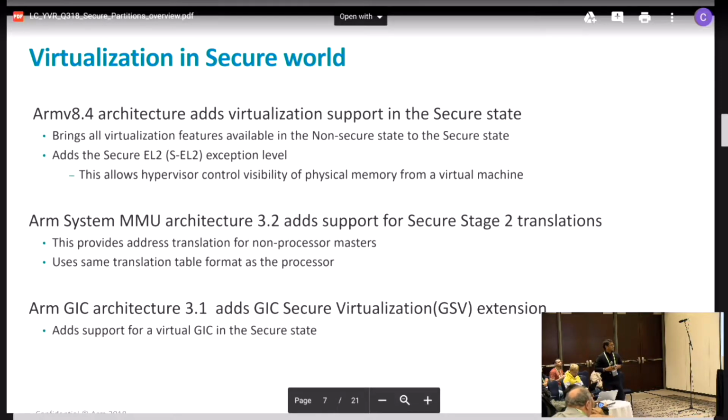The ARM system MMU architecture gets an upgrade as well, and there would be support for secure stage 2 translations, right? And this further enables isolation at the level of DMA-capable masters. And then finally, the GIC architecture will add support for the virtual GIC in the secure state. So at the hardware level, these are the changes to enforce isolation.